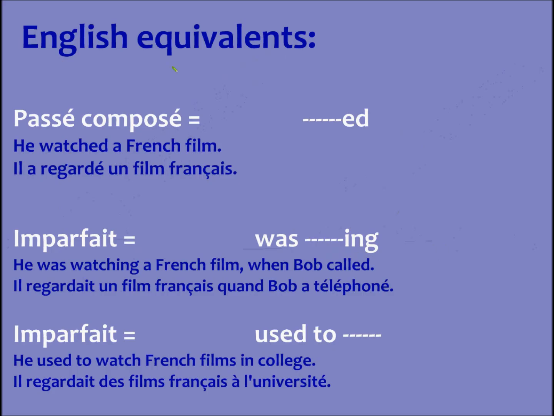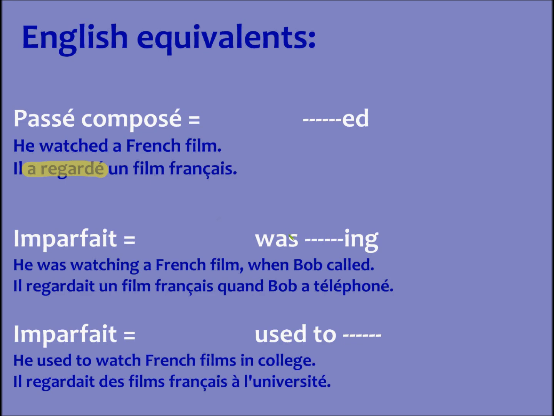The English equivalents to this, obviously translation is not possible directly from English to French or French to English, but the closest equivalent for the passé composé would be the -ed. So he watched a French film, passé composé, il a regardé un film français. Please be aware that there are so many irregulars in English for the -ed tense. For example, he sang a song. Obviously there's no -ed there, but that would be the passé composé.